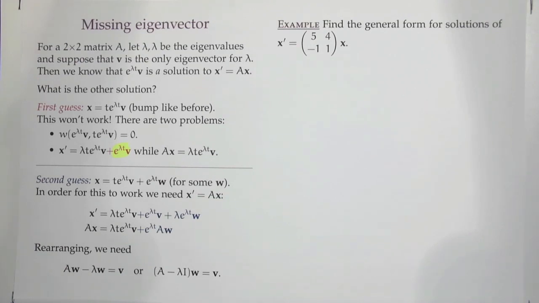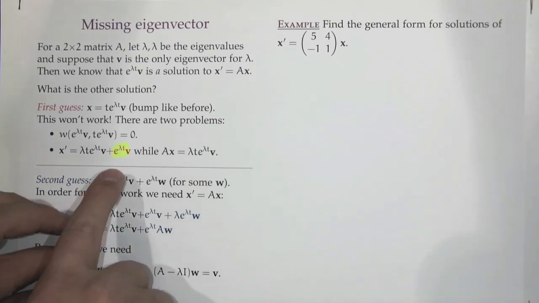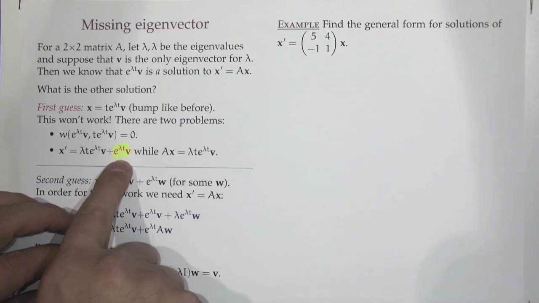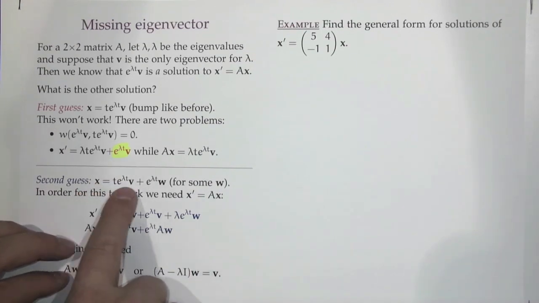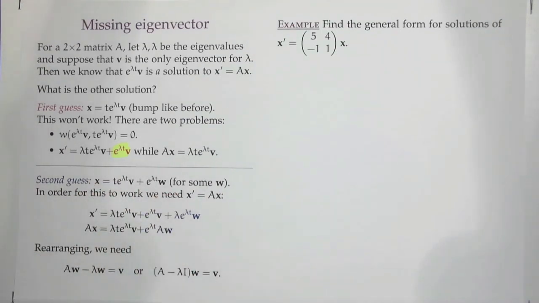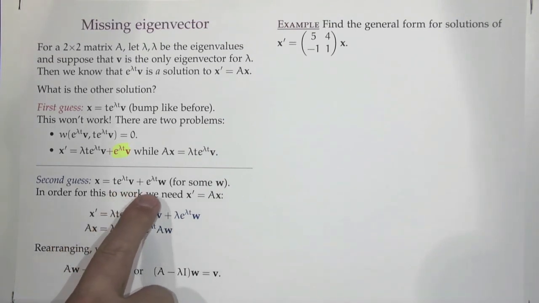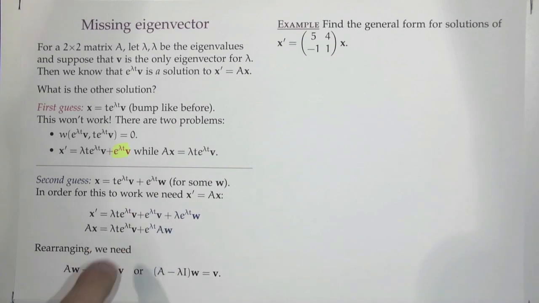Now this is how a lot of math and science gets done. You make a guess. That's not bad. It's probably going to be wrong. I mean, that's what guesses are. But then you say, I have learned something. It wasn't completely wrong. I just have to make a correction. So you make a better guess. We're going to have t e to the lambda t v plus e to the lambda t w for some w.